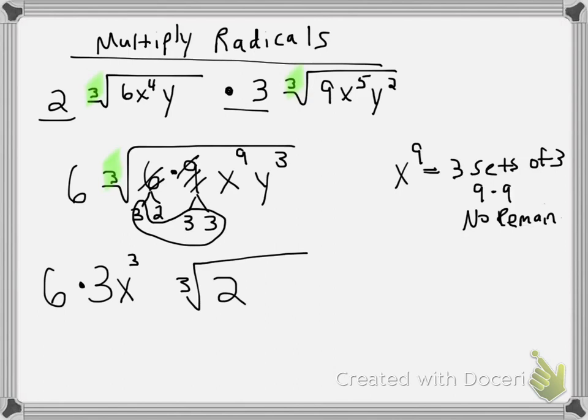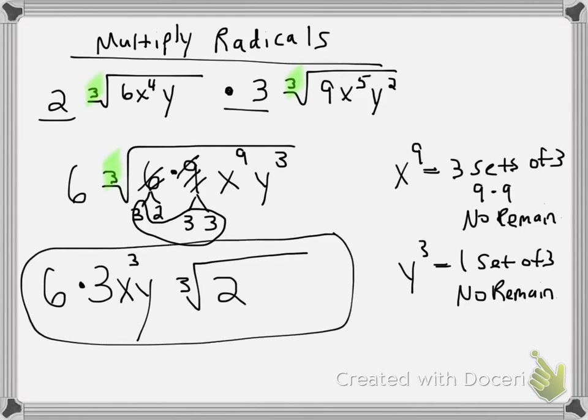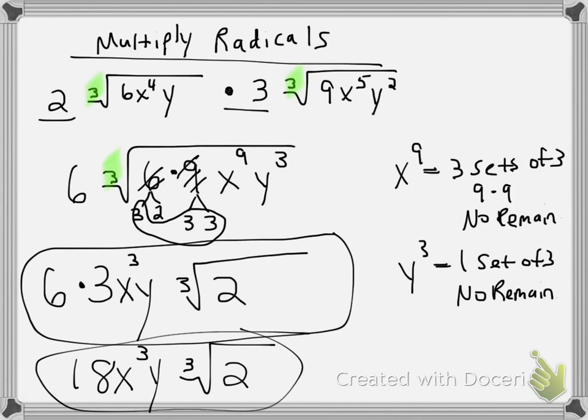Now I'm going to go to the next one, y cubed. That is 1 set of 3, no remainder. So I brought out that single set of y's with nothing left underneath there. So all my variables are gone. The only thing that's left underneath that cube root is that 2. Well, that's not my final answer. I've got to make sure that I multiply 6 times 3 together. This is my final answer.